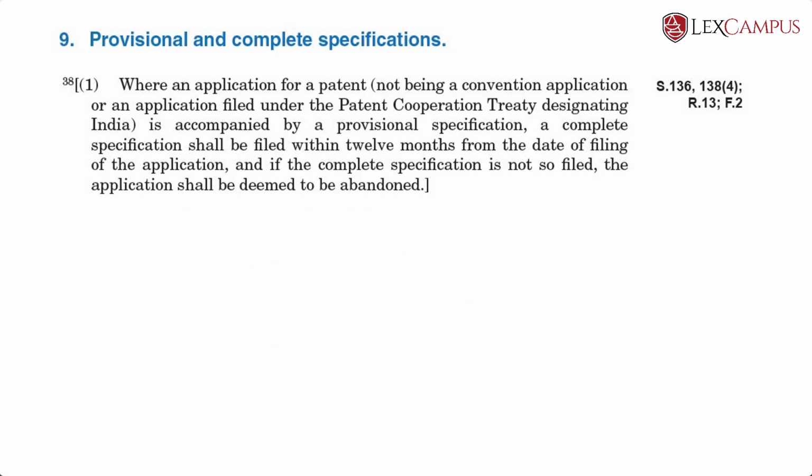So, 9(1) tells us if a provisional application is filed, it has to be followed by a complete specification. 9(1) tells us that if a provisional specification is filed, it has to be followed by a complete specification within 1 year. If it is not followed by a complete specification, then the application will be treated as abandoned, deemed to be abandoned.